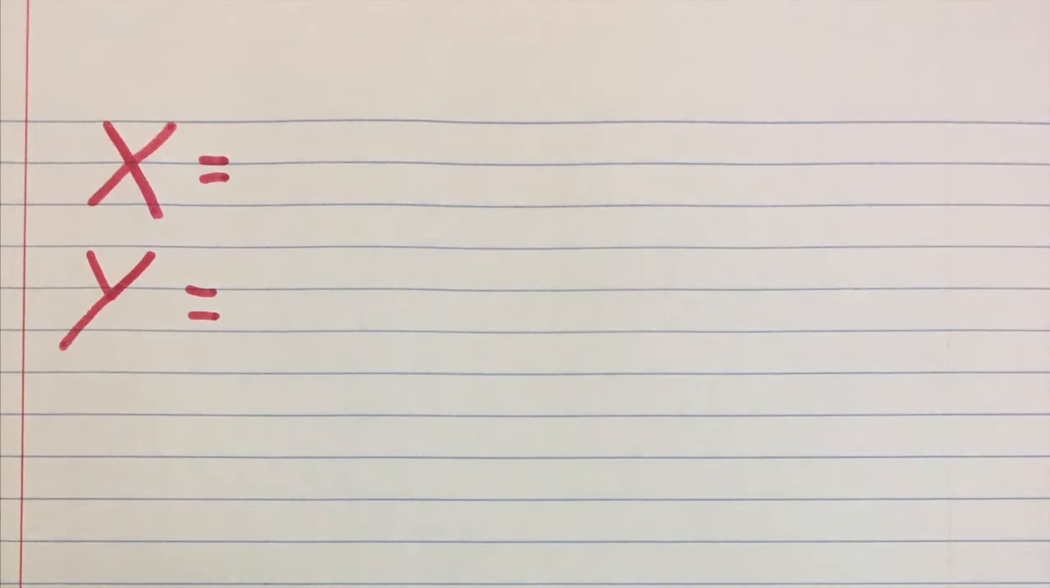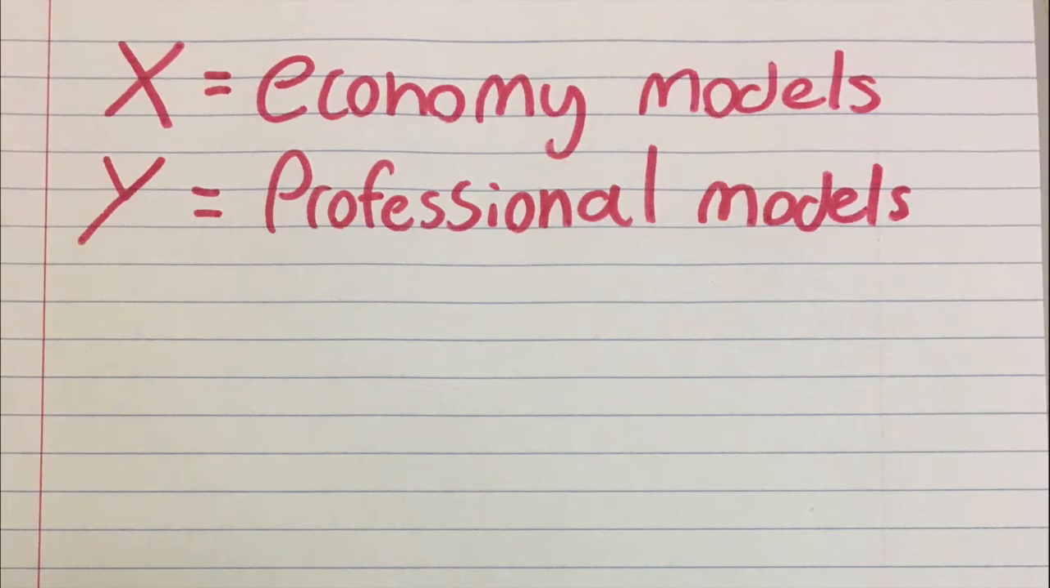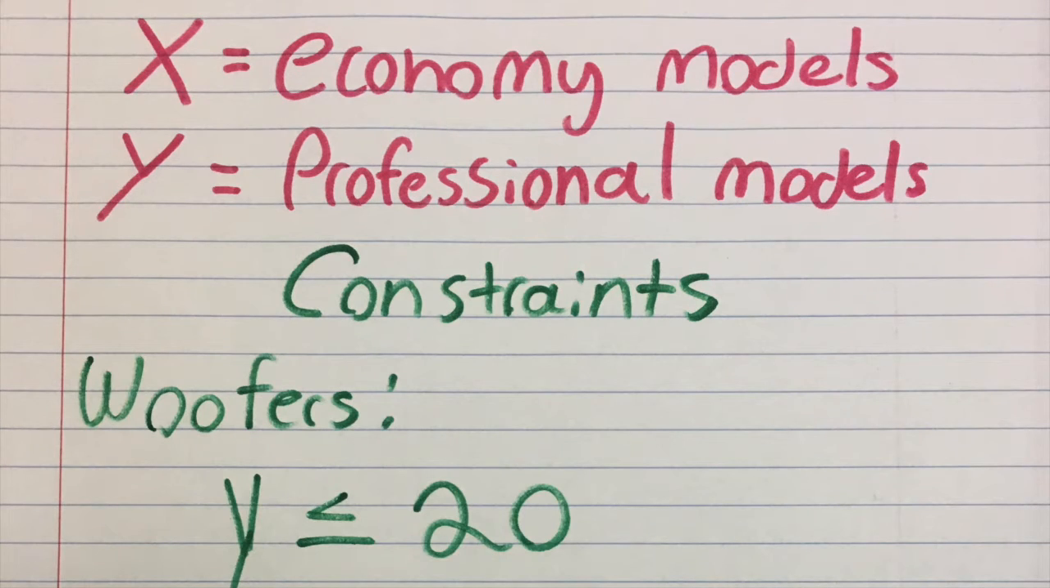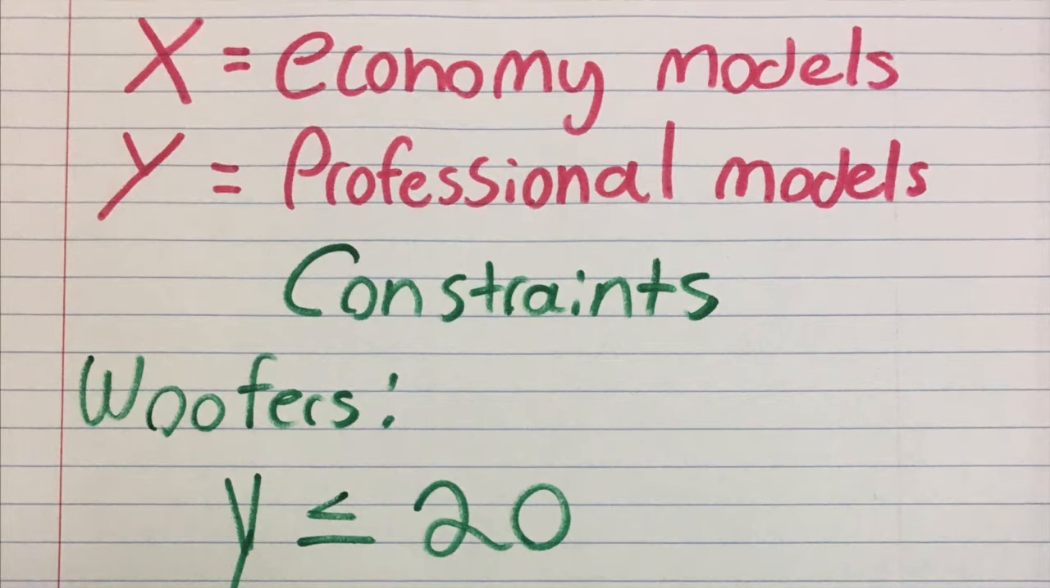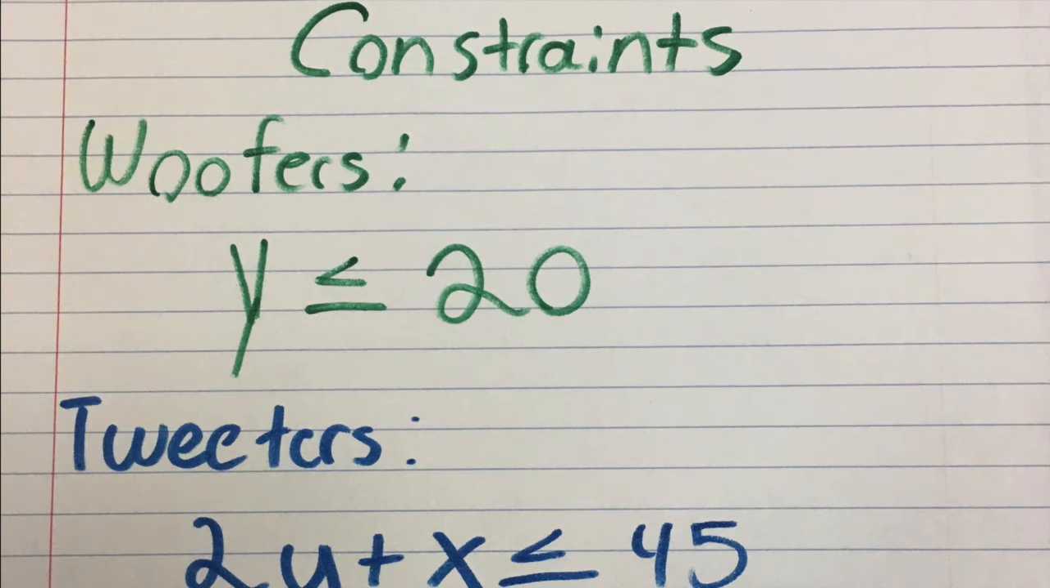Now we're going to define our variables. In this case, X equals the number of economy models and Y equals the number of professional models. Our first constraint is woofers. Here our constraint is Y is less than or equal to 20. Y, being that the professional model uses one woofer, has to be less than or equal to the 20, the total inventory of woofers.